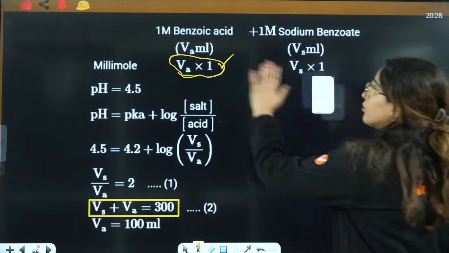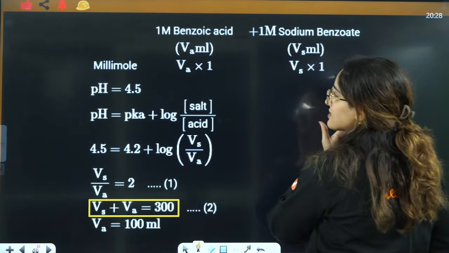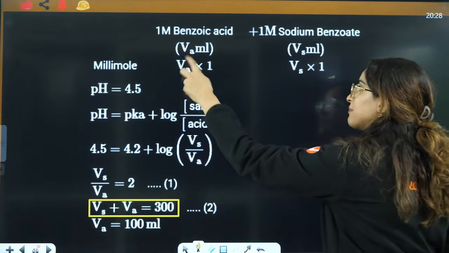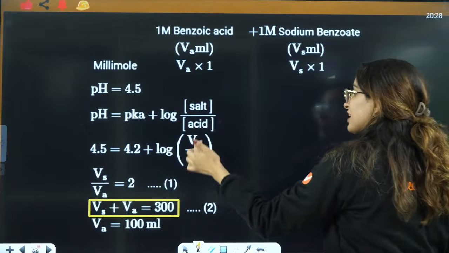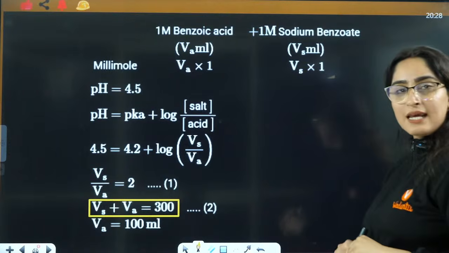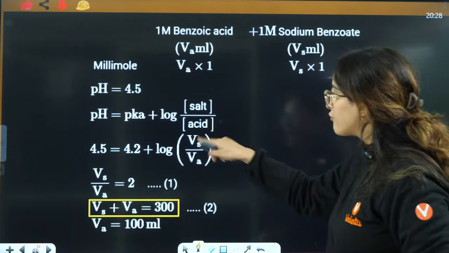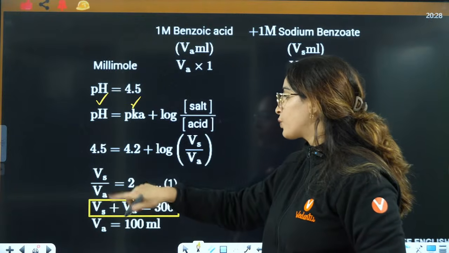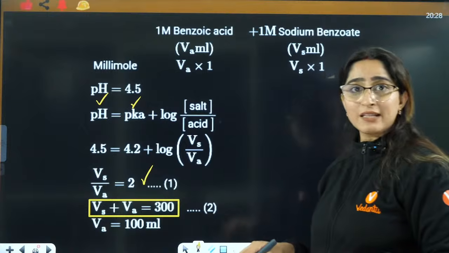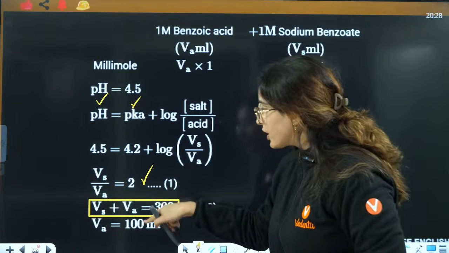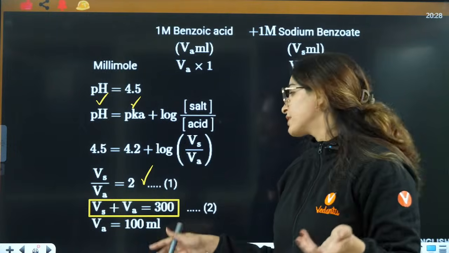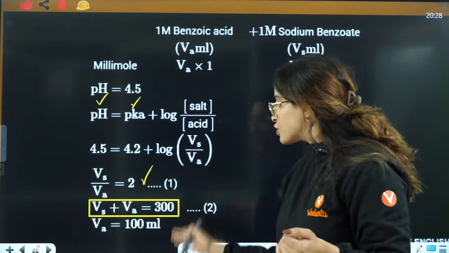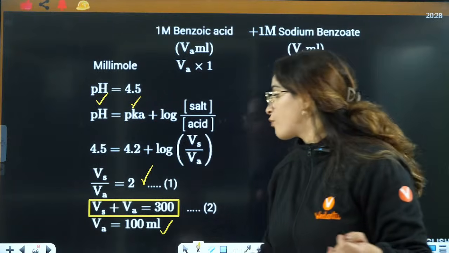Volume we have assumed here. Let's say the volume of acid is Va, the volume of salt is Vs. Molarity is given to you, so that's why millimoles is Va and Vs. You put the value of millimoles here, and the value is given to you in the question. Solve this, Vs by Va is 2. Now you have these two equations, then you just have to solve them: Vs by Va is equal to 2, Vs plus Va is equal to 300.